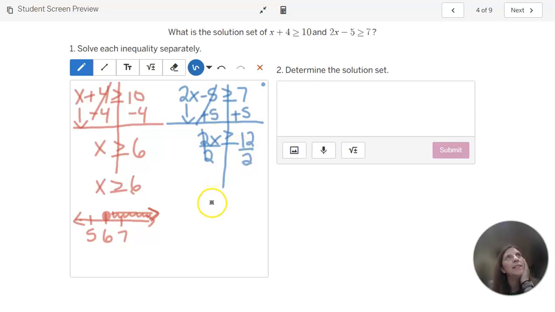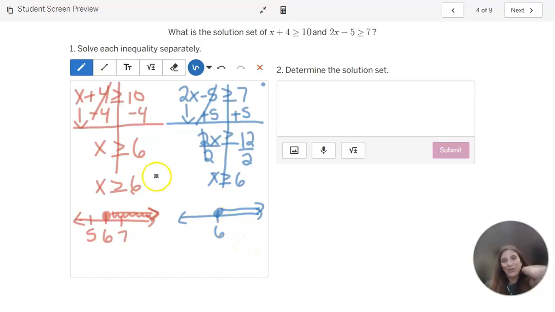Do I need to flip my symbol? Did I multiply or divide by a negative? No, I divided by a positive 2, so my symbol stays the same. You only flip it if you multiply or divide both sides by a negative. So look at this. This one is also that x has to be greater than or equal to 6. So that's a closed circle shaded to the right.